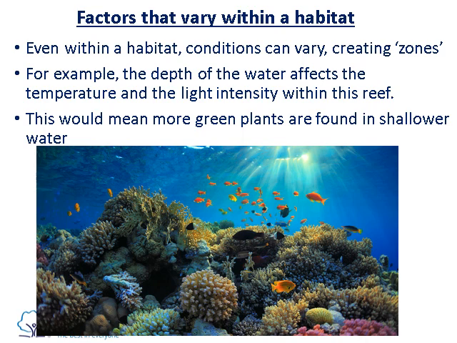The depth of the water can affect the temperature as well as the light intensity within this example of a reef. The deeper that you go, the colder the water is and the less light there is. So within that ecosystem, the shallow areas are going to have a warmer temperature and the deeper areas will be colder. That'll mean that different organisms survive in different zones of this habitat. That's something that you need to bear in mind when you're talking about different habitats in an ecosystem.